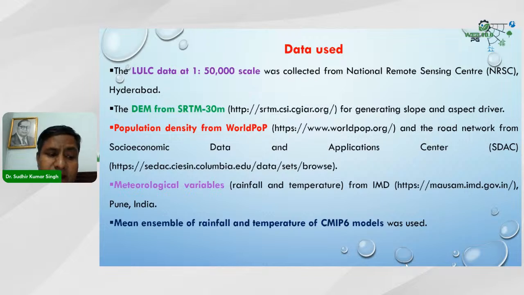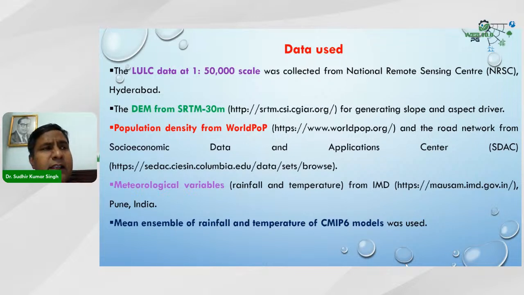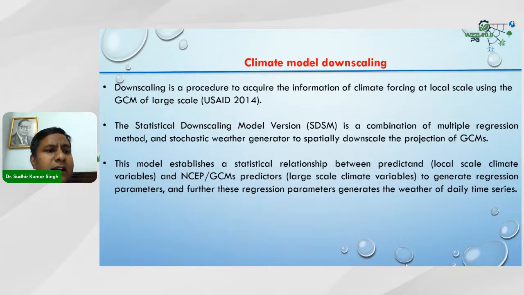Later on we have taken the CMIP6 models' mean data, the mean ensemble, for rainfall and temperature. So these things, like climate model downscaling, I hope you people may know that when we are taking the CMIP6 model data, these are coarse resolution data. We need to downscale these products to our basic scale, correct? For downscaling, we have considered GCM downscaling through the Statistical Downscaling Model, SDSM. In SDSM we have predictors and predictands, and we have taken 16 predictors for predicting the variables, so large scale climate variables.